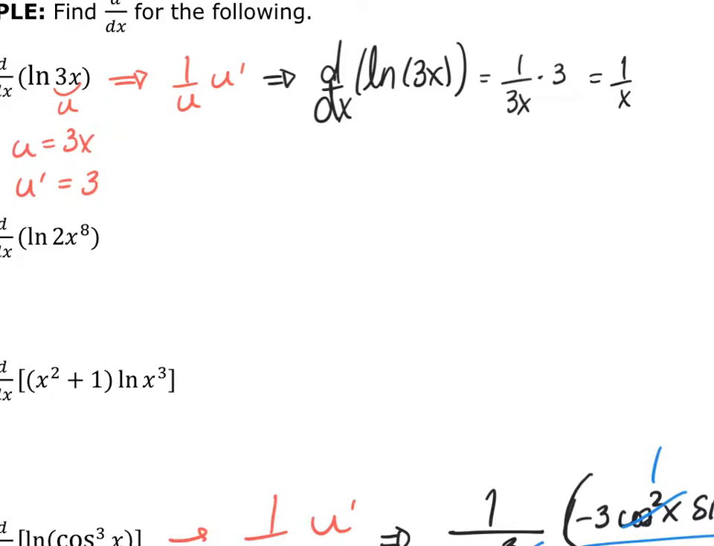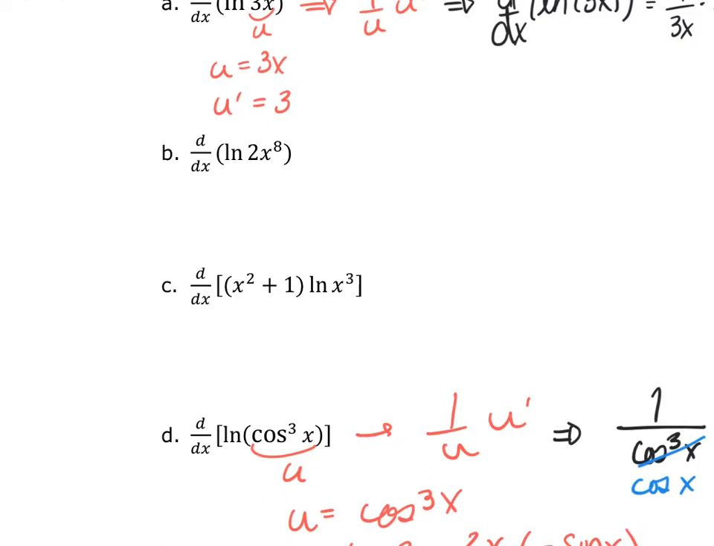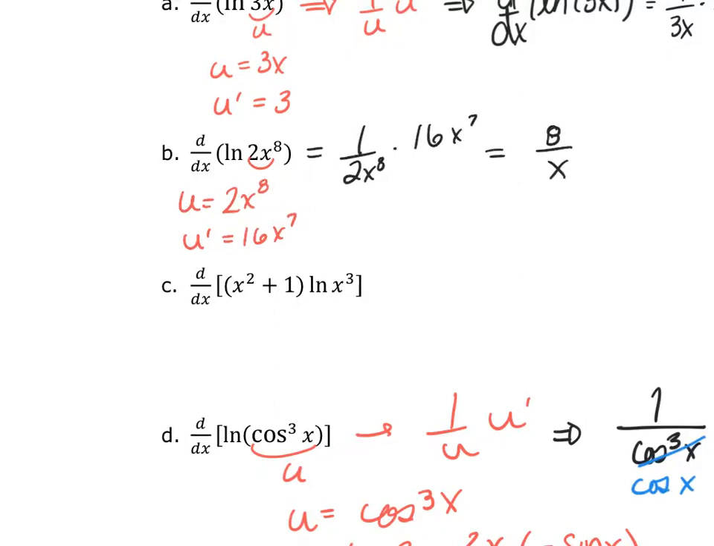How was that? Cool. Then on this one, my u is 2x to the 8th. My u prime is going to be 16x to the 7th. So it's 1 over u, which is 1 over 2x to the 8th, multiplied by u prime, 16x to the 7th, which just gives me 8 over x.